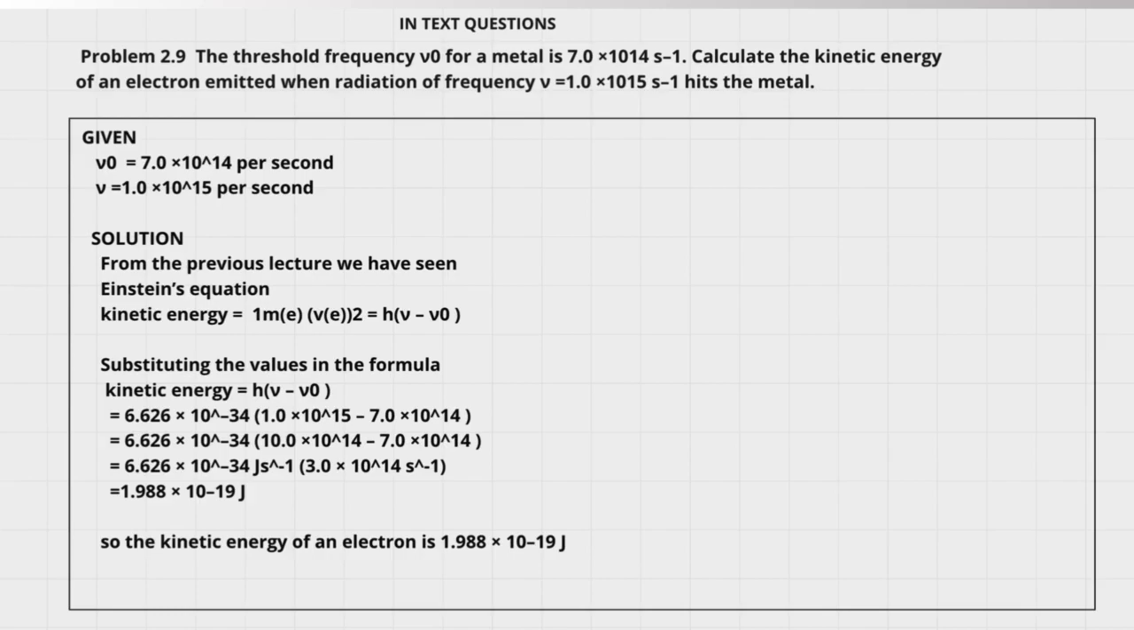Kinetic energy equals 6.626 × 10^-34 multiplied by 3 × 10^14. After final calculation, kinetic energy equals 1.988 × 10^-19 joules. So the kinetic energy of an electron is 1.988 × 10^-19 joules.